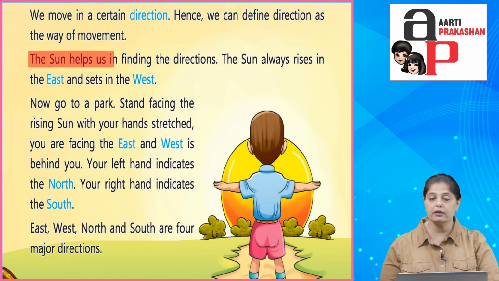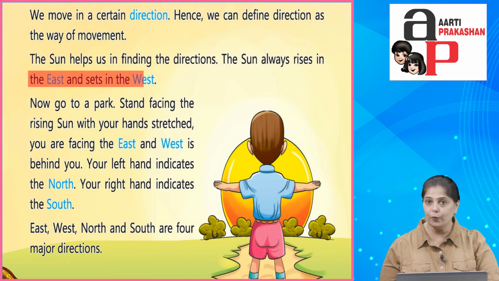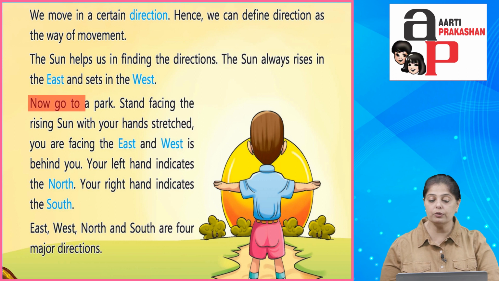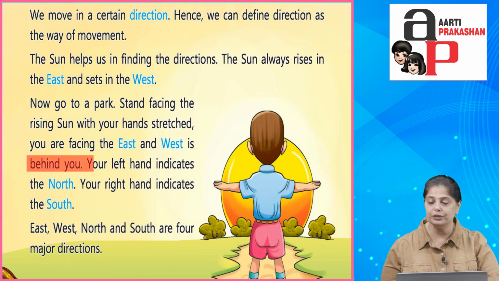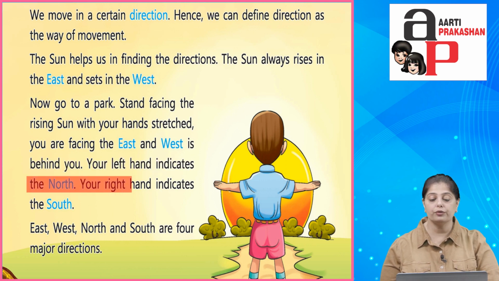The sun helps us in finding the directions. The sun always rises in the east and sets in the west. Now go to a park. Stand facing the rising sun. With your hands stretched, you are facing the east and the west is behind you. Your left hand indicates the north. Your right hand indicates the south.